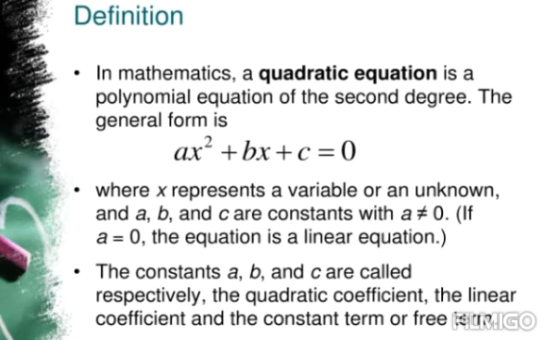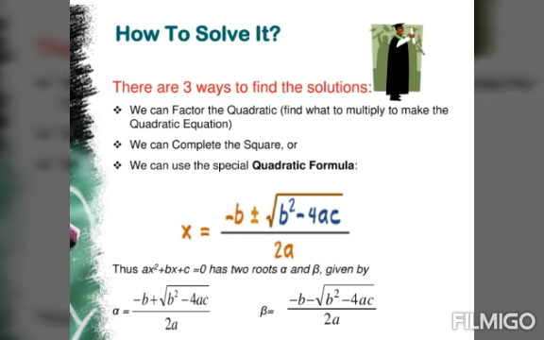A quadratic equation is a polynomial equation of the second degree. The general form is ax squared plus bx plus c equals 0, where x is a variable or unknown. a, b, and c are constants with a not equal to 0. The constants a, b, and c are called respectively the quadratic coefficient, the linear coefficient, and the constant term or free term.